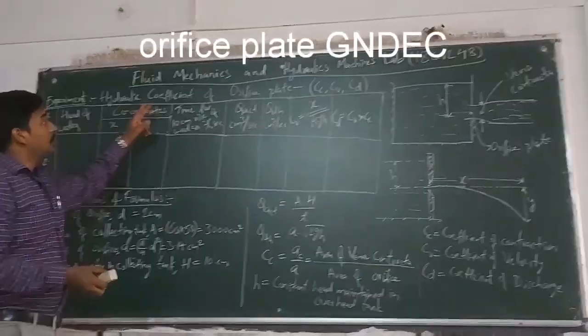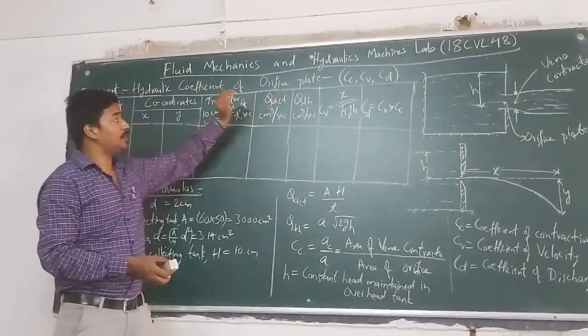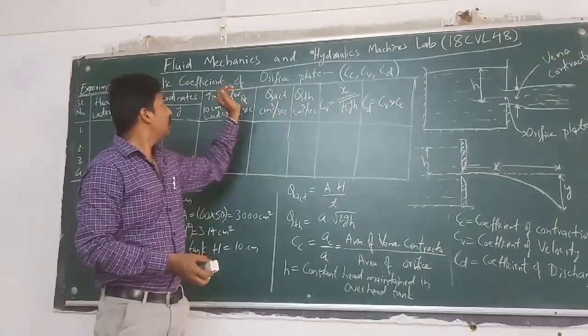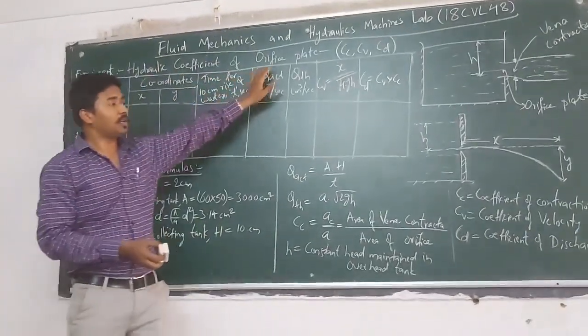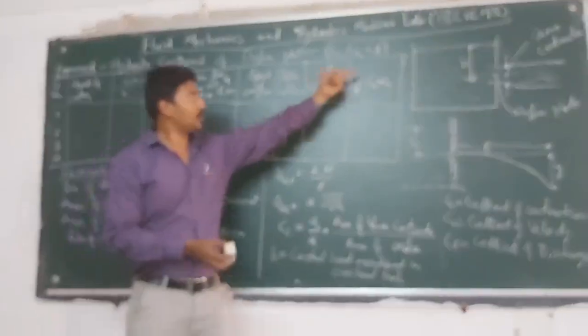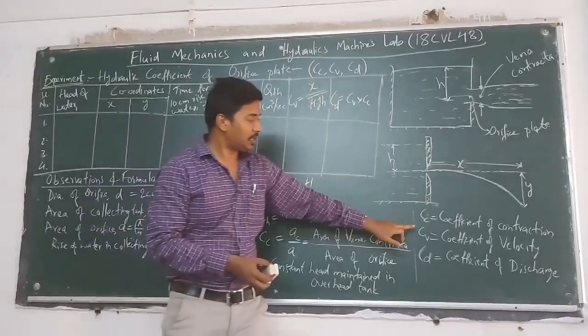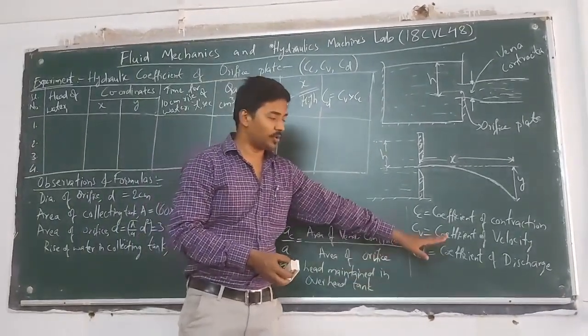Okay. Today we are discussing the fluid mechanics and hydraulic machines lab at NCR 48. The experiment name is hydraulic coefficients of orifice plate, where we will be calculating the different hydraulic coefficients for an orifice plate. The coefficients are CC, CV and CD. CC is the coefficient of contraction, CV is the coefficient of velocity, and CD is the coefficient of discharge.